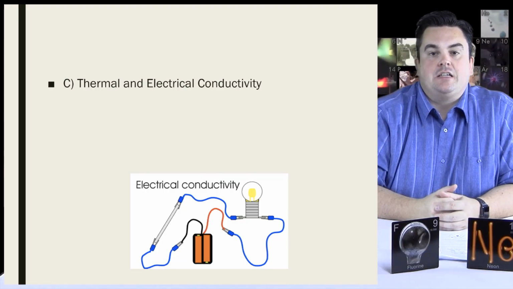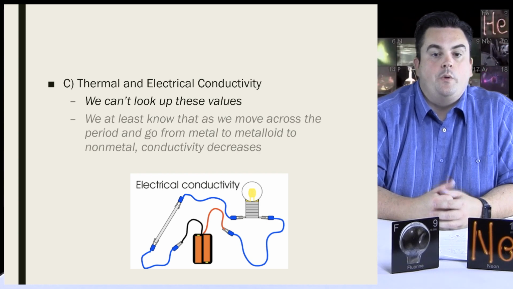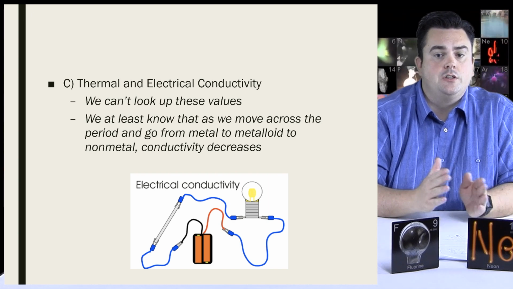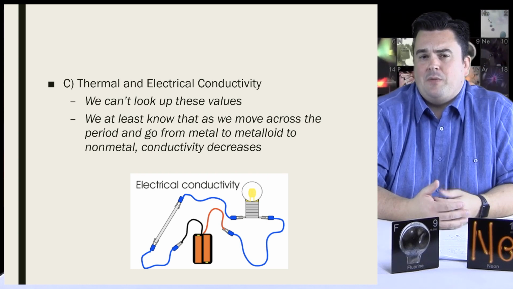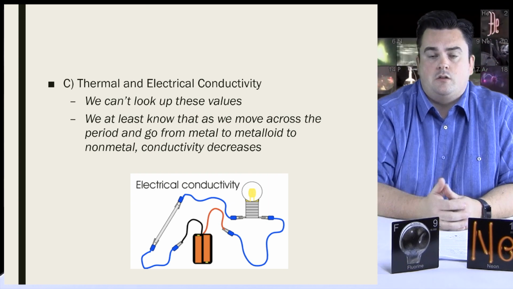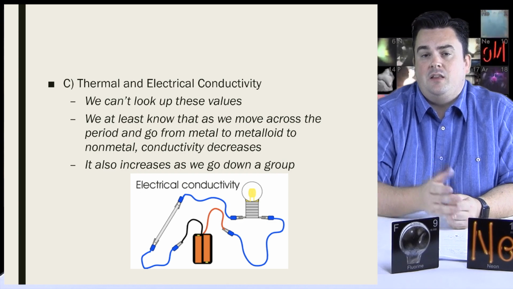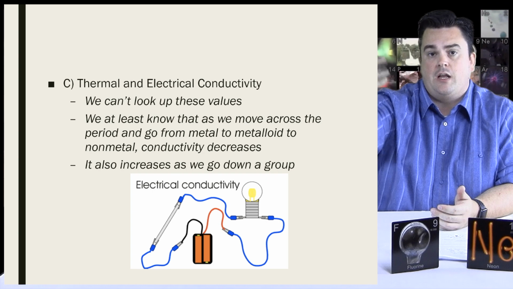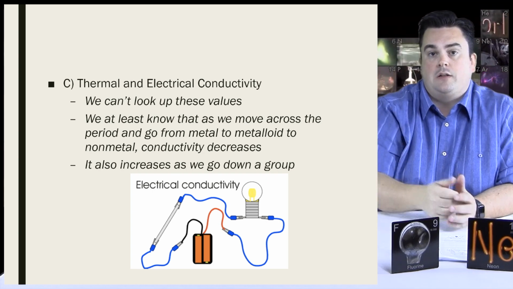Thermal and electrical conductivity. We can't look up these values because they're not on table S. We at least know that as we move across the period and go from metals to a metalloid to a nonmetal, conductivity decreases. And this is because remember that metals are good conductors of heat and electricity and nonmetals are poor conductors of heat and electricity. So then it also increases as you go down a group. And I think this is best illustrated in groups that have nonmetals at the top, like carbon or nitrogen. If you go down from the top, you have nonmetals to metalloids to metals.